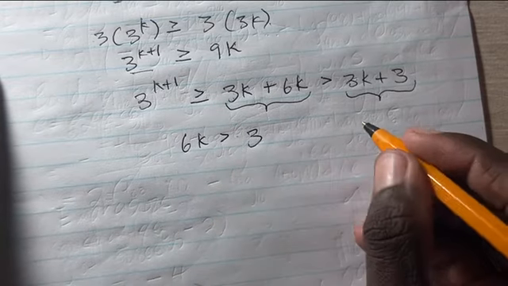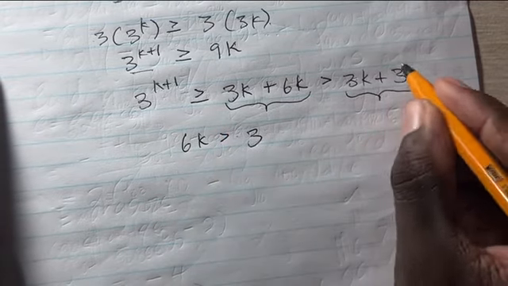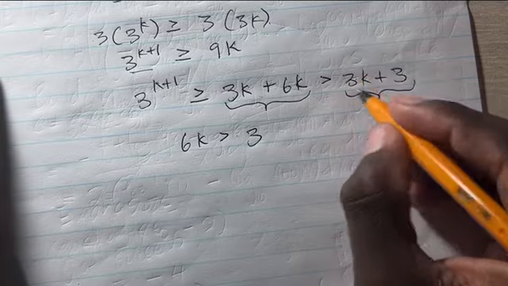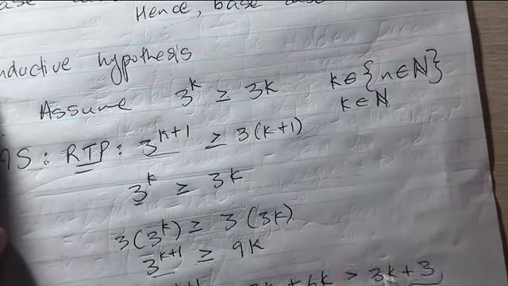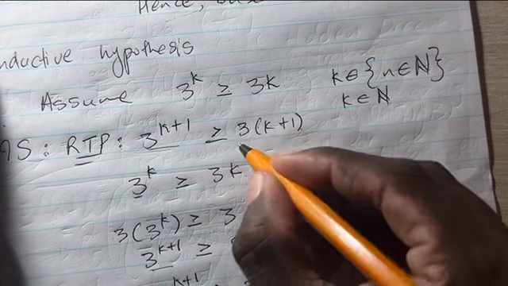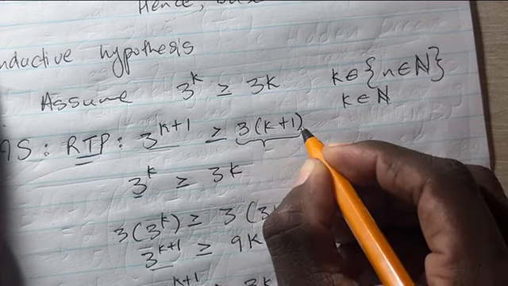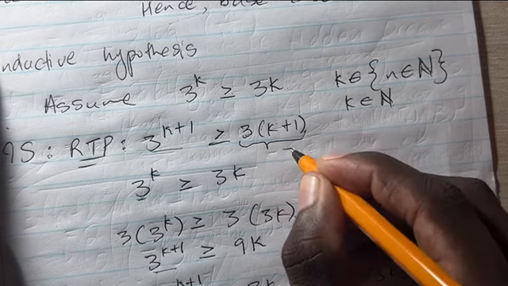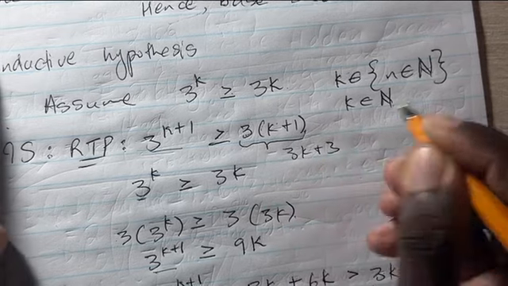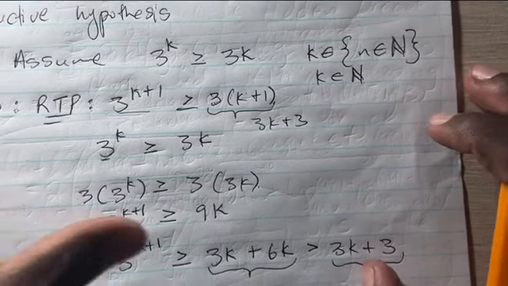Okay, next is the reason why I just randomly stated this. It wasn't random at all. I was trying to force it to give us something that's similar to this. Because if you open it up, if you multiply the 3 to the k and the 3 to the 1, you get a 3k plus 3. That's what I was trying to get here.